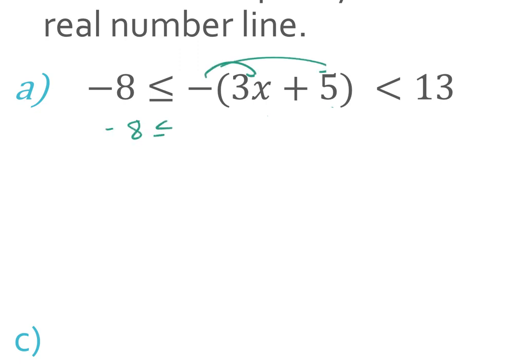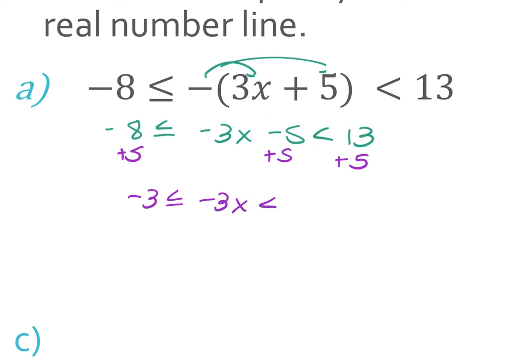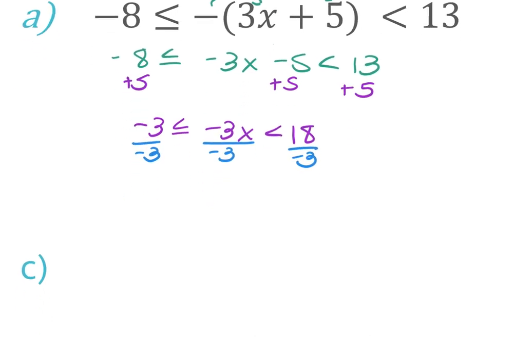So -8 less than or equal to -3x minus 5, which is less than 13. Now I'm going to add the 5 in the middle, so I have to add it to the left and I have to add it to the right. -3 less than or equal to -3x, which is less than 18. And then I have to divide by -3, and here's where that flip is going to happen. So dividing by negative, this becomes 1. This sign changes direction. It still stays as an or equal to, but it does change direction. And this becomes x, and then this changes, and this becomes -6.